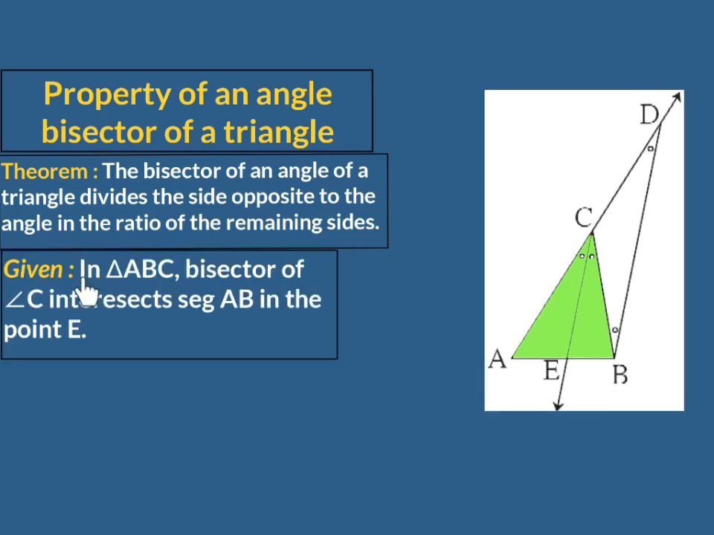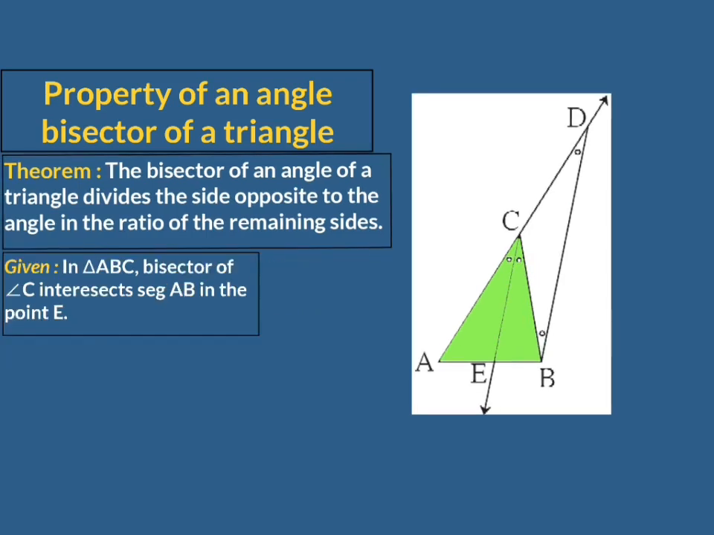Given: in triangle ABC, the bisector of angle C intersects segment AB in point E, and A-E-B. Now ray CE is the bisector of angle ACB. That means measure of angle ACE equals measure of angle BCE. These two angles are congruent.